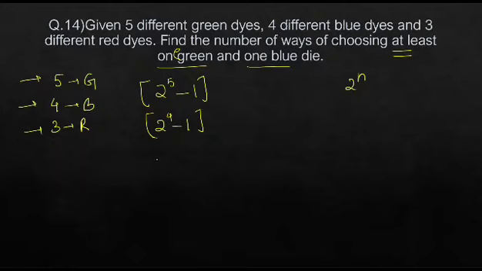Then for the third, we have 2 raised to the power 3. Here we do not need to subtract 1, because they have given the option of not selecting any red die.